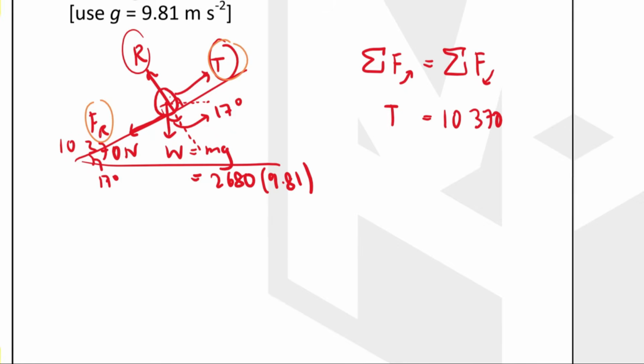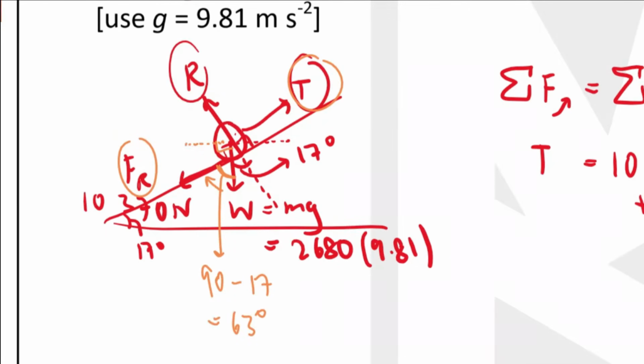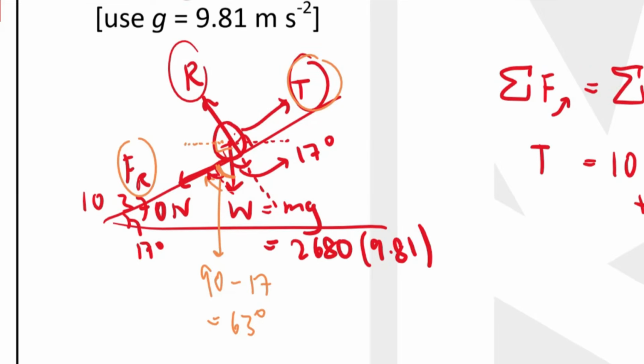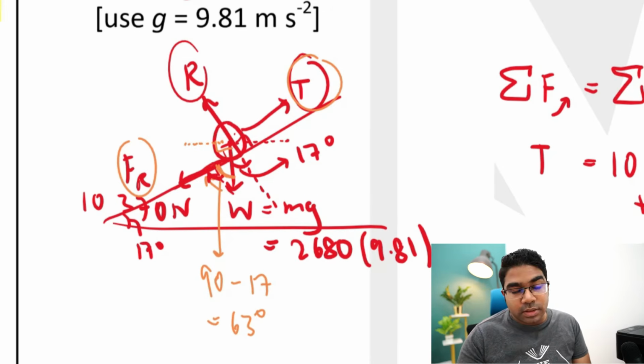10,370. And now we have a component of weight, because weight has a component down the slope. This angle here will be 90 minus 17, which is 63 degrees. Now we have to add on the component of weight as well. If we look at the component of weight here, this is adjacent to the angle, and so we are going to use adjacent over hypotenuse.